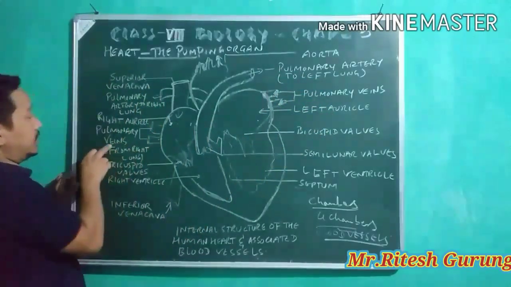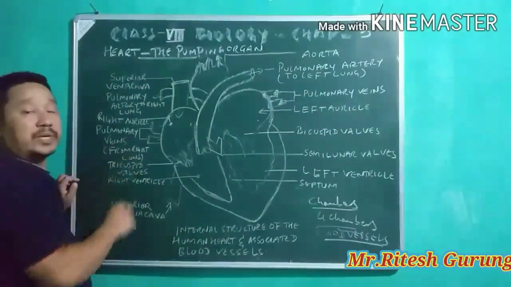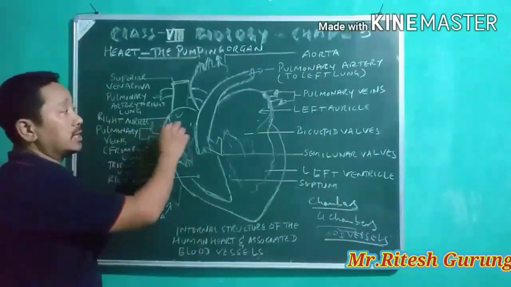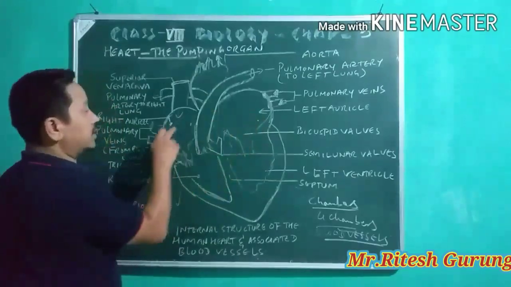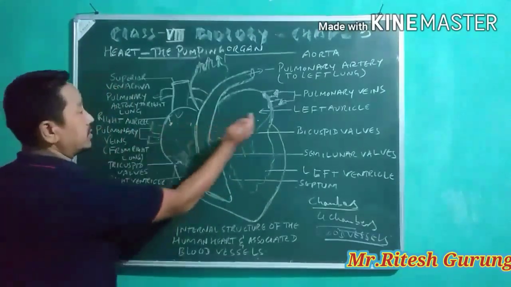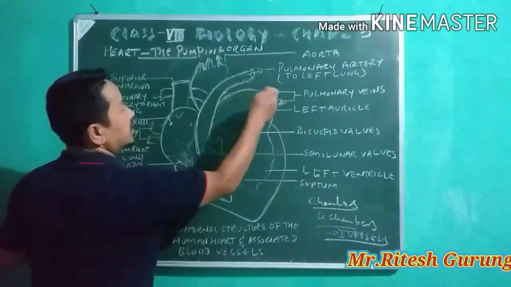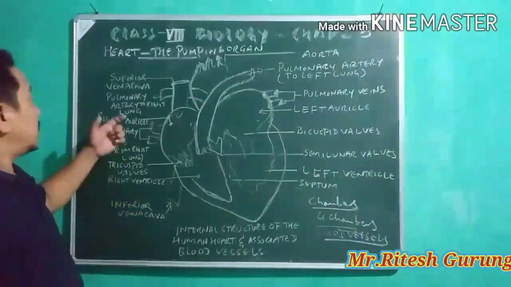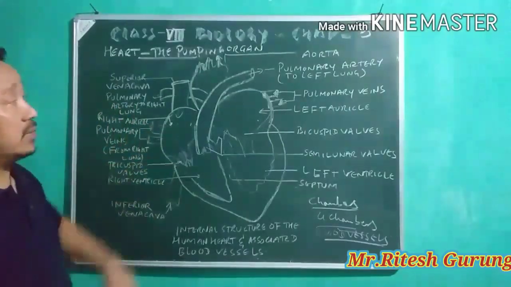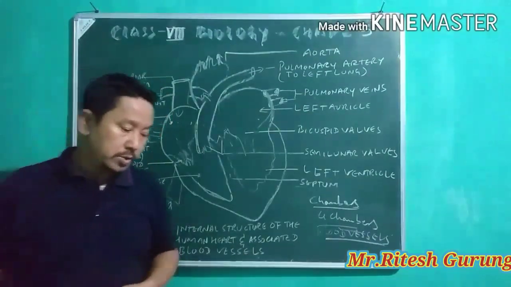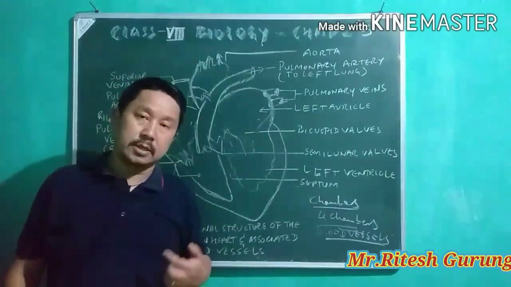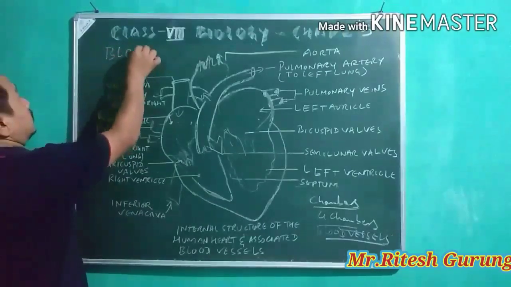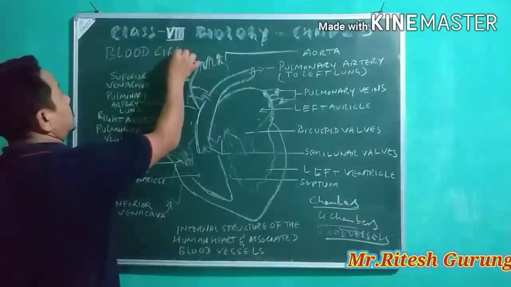And this one again, here you see pulmonary veins also bring the pure blood or oxygenated blood from the right lung into the left auricle, not here but in the left auricle. It just goes from behind here into the left auricle. So these are the pulmonary veins. Now we'll see blood circulation.